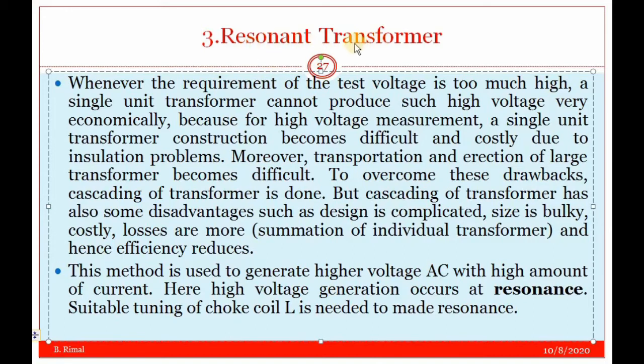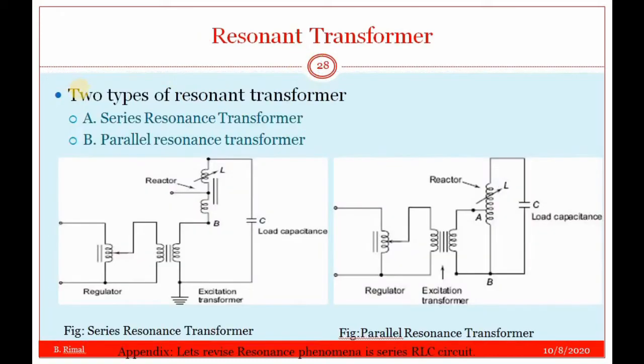It means the transformer will work on resonant conditions. For this, a tuning coil L is needed to make resonance. Hence, the high voltage generation occurs at resonance. Generation of high voltage can be made through two types of resonant transformer, that is series resonant transformer and parallel resonant transformer.